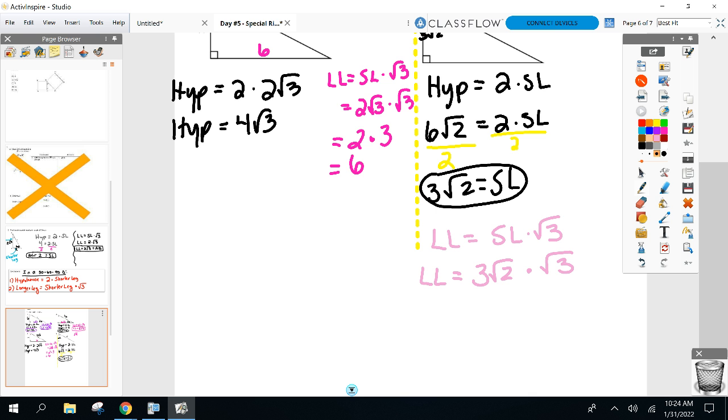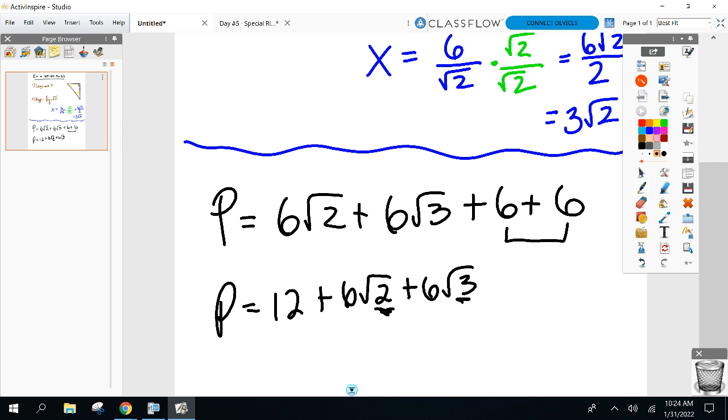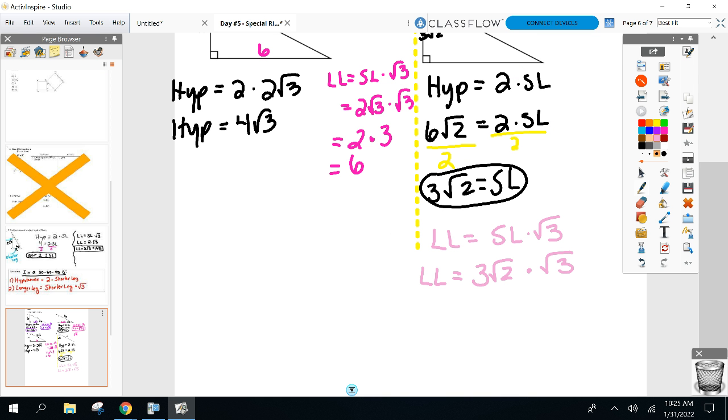Shorter leg we just found out was 3 radical 2 times radical 3. Now, if I asked you to add those, no shot, because what's underneath is not the same. But are we adding them? We're multiplying them, which is allowed. You can multiply any radicals that you want. The number does not have to match.